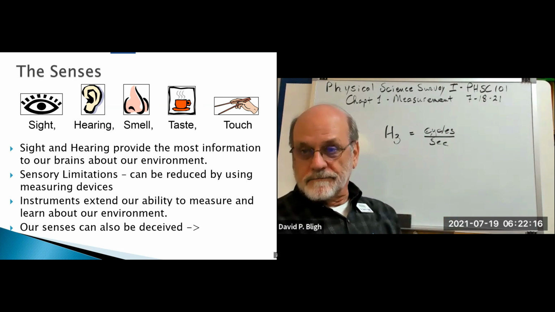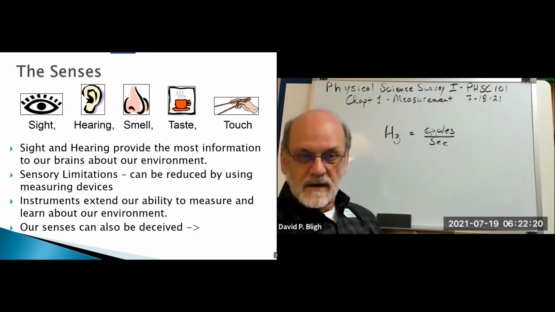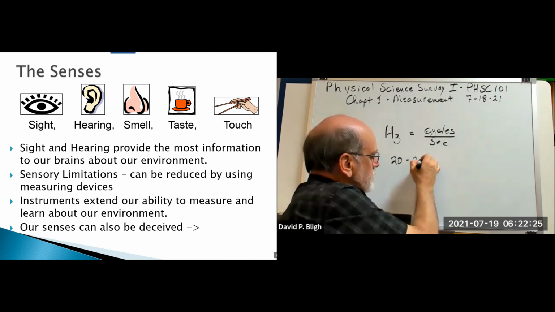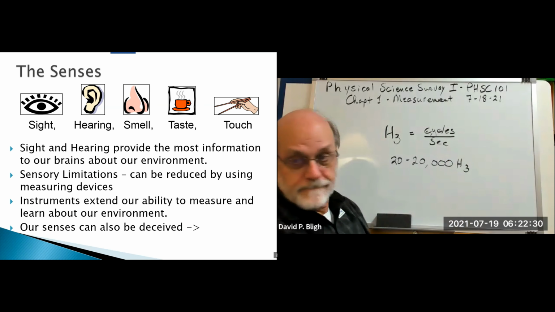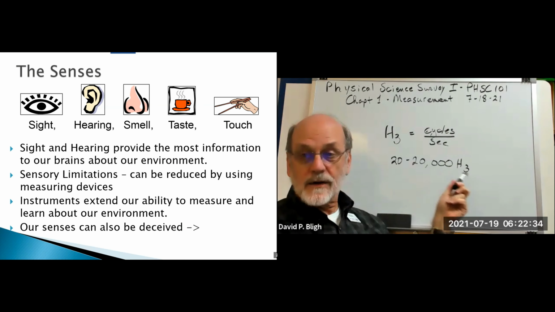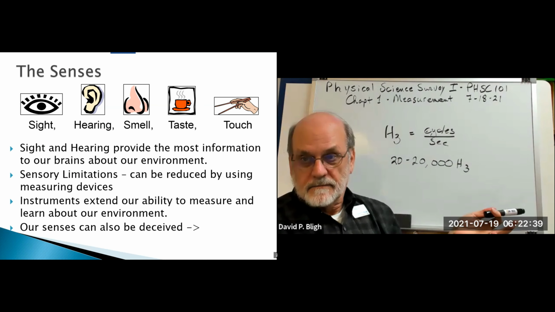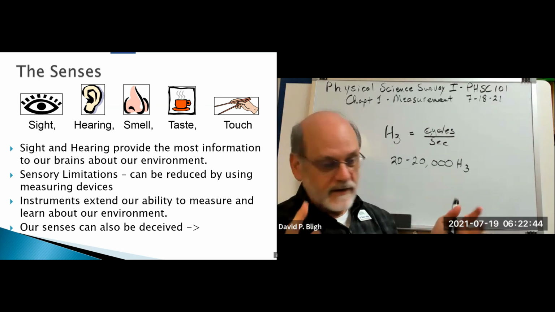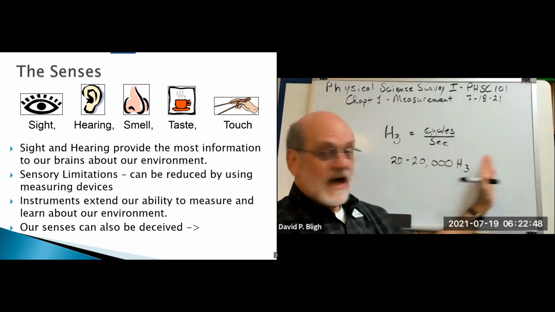The human ear is generally, some humans are better than others, but generally the range is 20 to 20,000 hertz. So if the frequency of the sound is higher than 20,000 hertz, then you won't hear it. That's like a dog whistle, right? If you blow a dog whistle, you can't hear it, but the dog can, because the dog's sense of hearing runs higher than that.